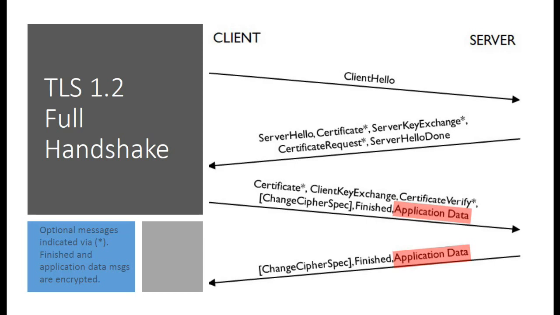The certificate verify is again optional and used only if a certificate is provided, and then it contains the signature computed over a hash of the transcript. The change cipher spec is the first message that indicates that this new cipher suite has been successfully negotiated, and the finished message is the first encrypted payload in the TLS 1.2 handshake. And subsequently, application data can be sent.